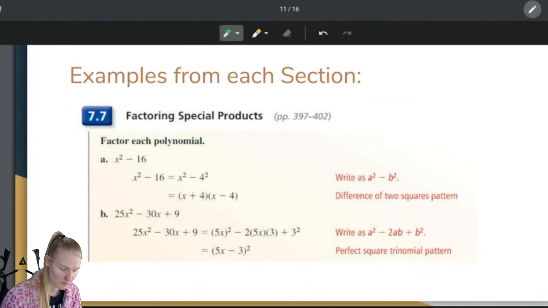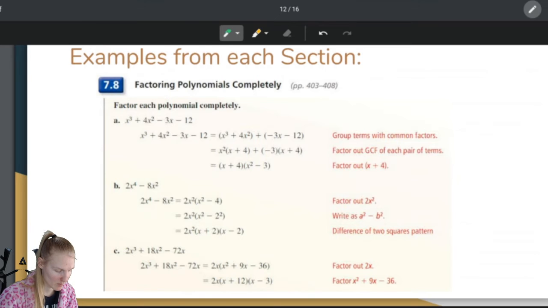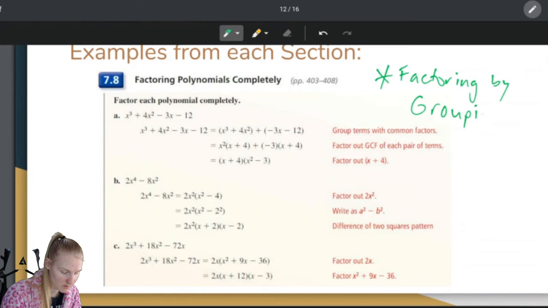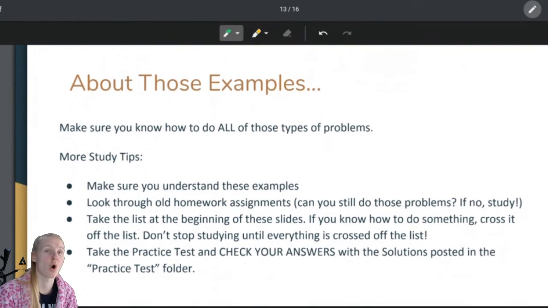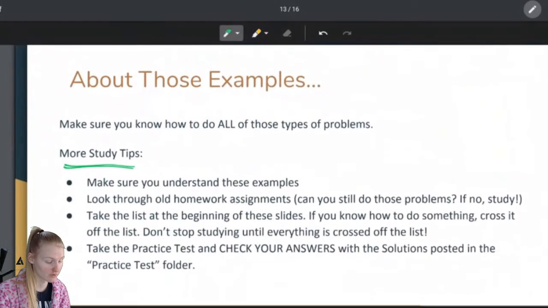7.7, write as a squared, write as a squared minus 2. This is the same thing as what we did. And lastly, 7.8, factoring polynomials completely. And remember, what we also did in 7.8 was factoring by grouping. Okay, so about those examples, make sure you know how to do all of those types of problems. And I have given you more study tips here, so make sure that you understand all of these examples, all the ones that I just showed you.